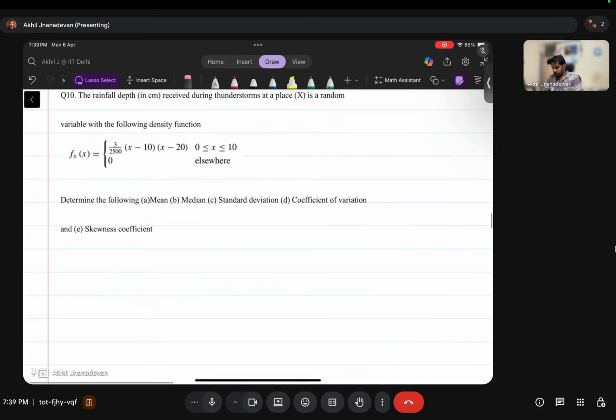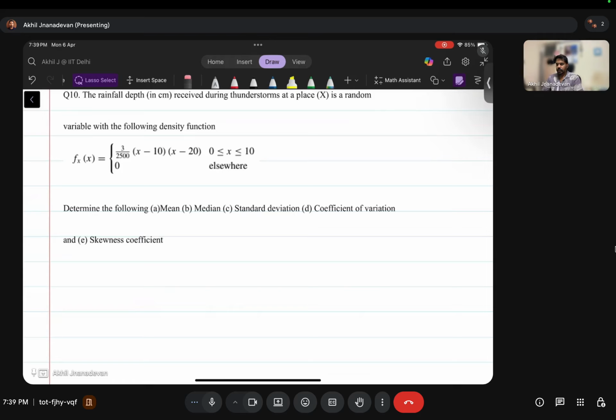So now we are given a PDF. Earlier it was a PMF. Now we are given a PDF, that is the probability density function, for a continuous random variable. The random variable is rainfall depth. The rainfall depth received during a thunderstorm at a place, X, is a random variable with the following density function. So X is a continuous random variable and we are given a PDF. Determine the mean, median, standard deviation, coefficient of variation, and skewness coefficient. These are the coefficients that we need to find.